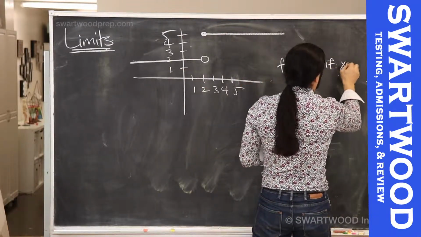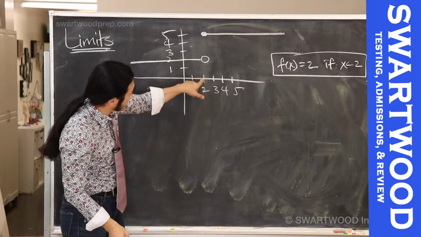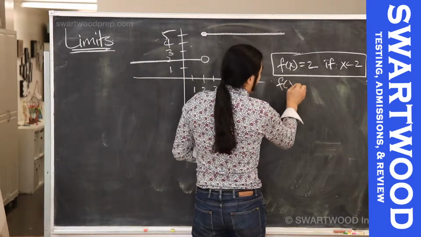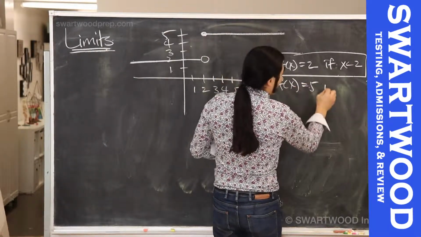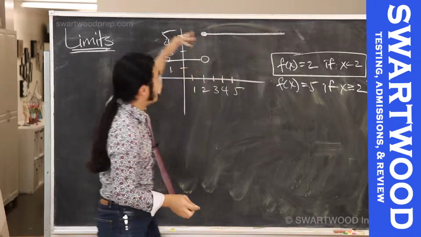The output value is apparently going to be 2 if x is less than 2. Does everybody agree? If the x value is less than 2, then the height value is always going to be 2. Okay, and it's going to be 5 if the x value is greater than or equal to 2. So if you're at 2 or more, the height value is going to be 5.